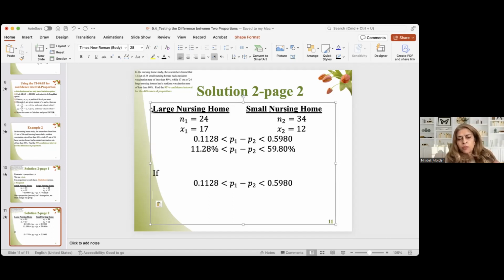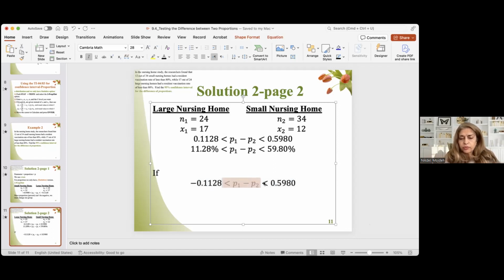Suppose you have the following. Originally you pick a large nursing home as group 1 and a small nursing home as group 2, and you end up with the following interval, okay? The number on the left is negative, the number on the right is positive. Do not switch groups anymore, because if you switch the groups, these numbers will switch location and the sign will change.